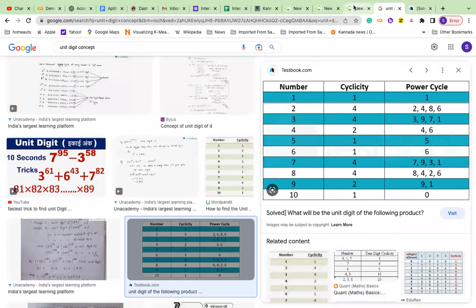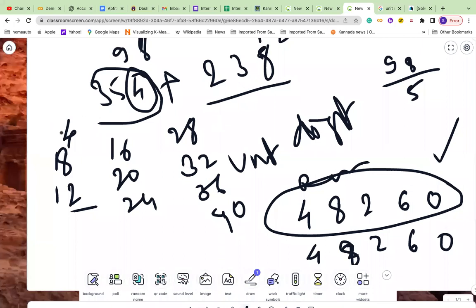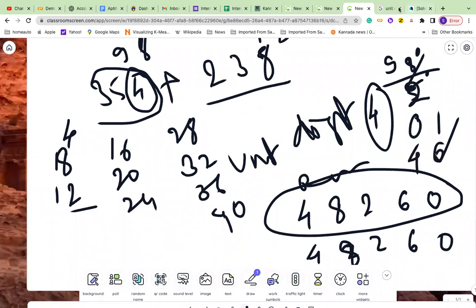So then what should I be dividing? If it is 98, how should I divide? 98 divided by 2. It is divisible by 2, correct? Now I will be doing modulus of 2. What is the remainder? It is 0. So if it is 0, what will I get? I will get 4 as the last unit digit. 0 and 1, so it is a 2 cyclicity. If it is 1, then the last number will be 6. If it is 0, the last digit is 4. That is the cycle, correct?